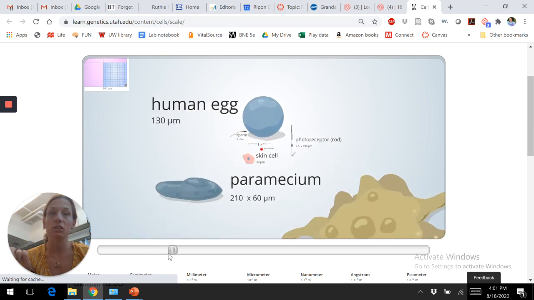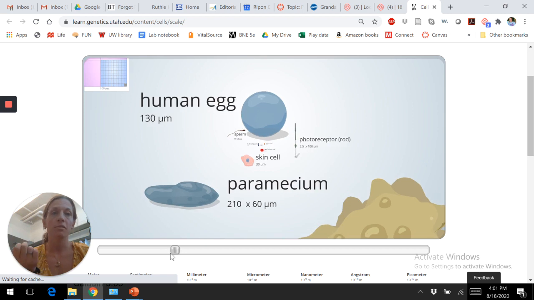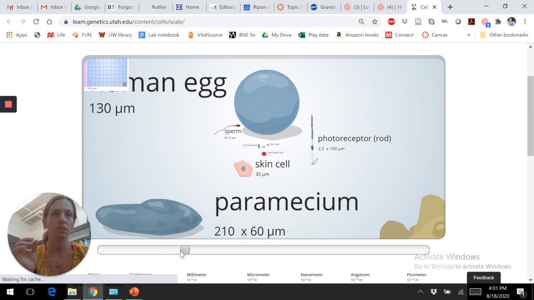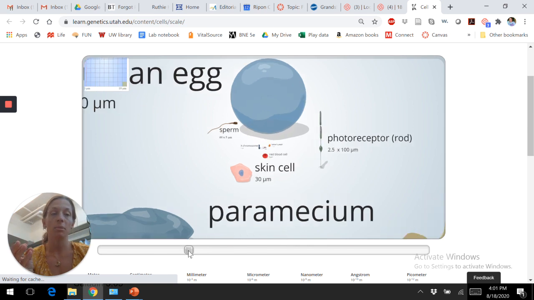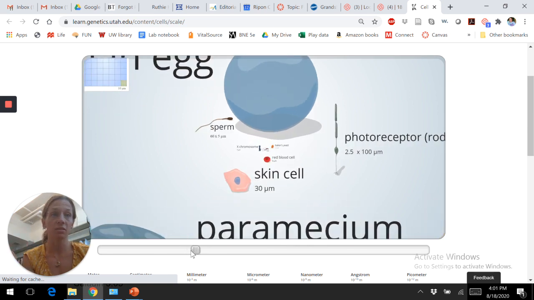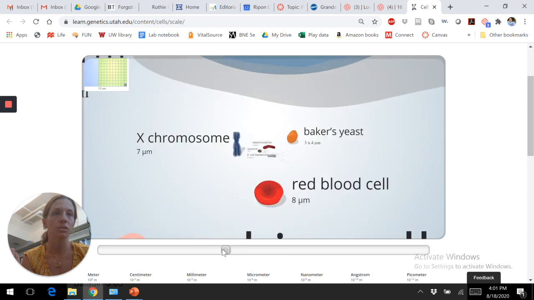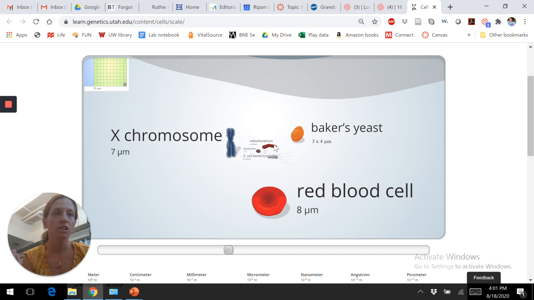Human egg is a single cell, so is a paramecium. Very big cells. Then we've got a skin cell. Skin cells are something you will see in lab, so be able to get the idea of the size of that. Red blood cells are also eukaryotic cells, a lot smaller than skin cells. So there's diversity even in the human from this size to this size. Let's go down to mitochondria. So the nucleus would be bigger than this. It might be about the size of yeast. And that's about what you'll see inside of the cells we're looking at.